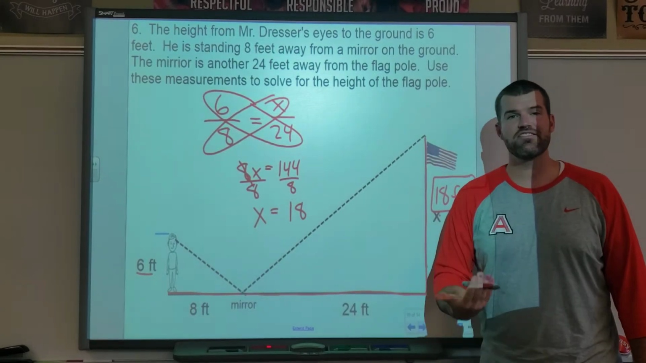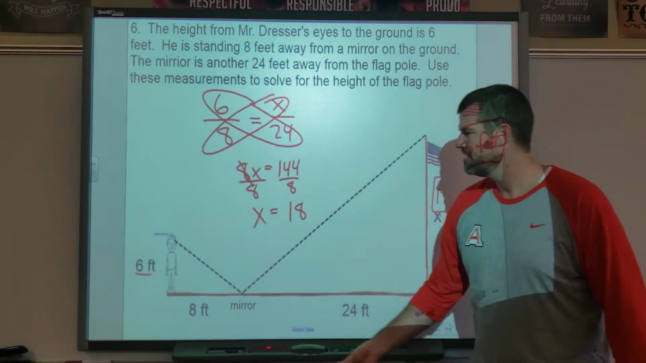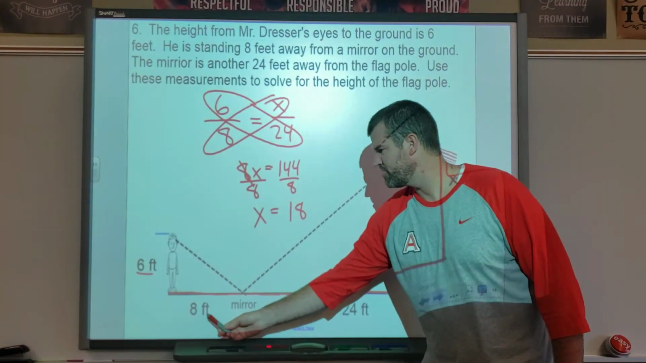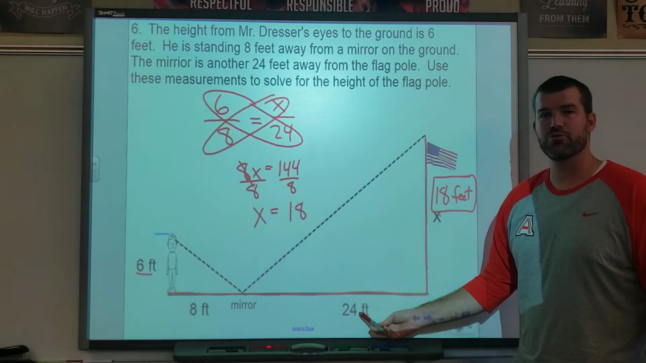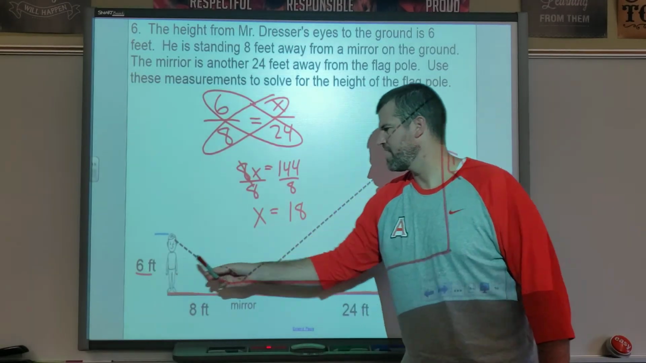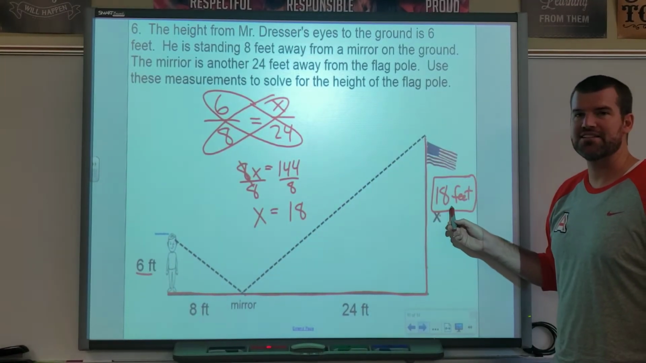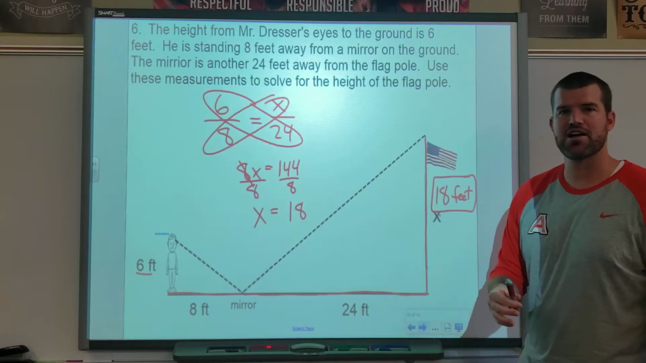Could you have done this an easier way? Absolutely. The scale factor from this triangle to this triangle was times 3. So if we did 6 times 3, we would get 18. Right? So sometimes the scale factor is an option as well.